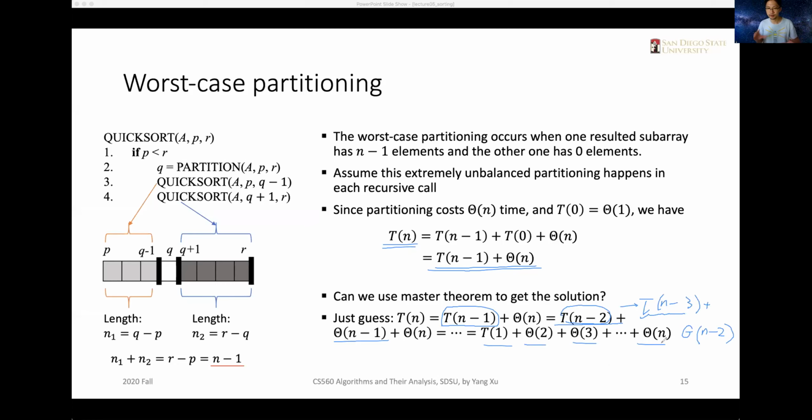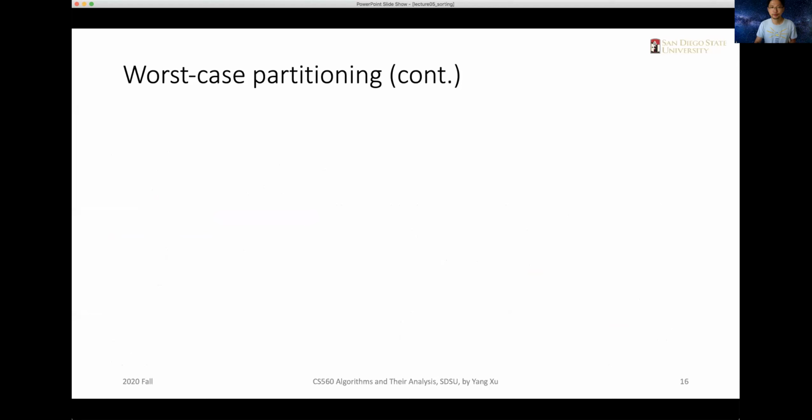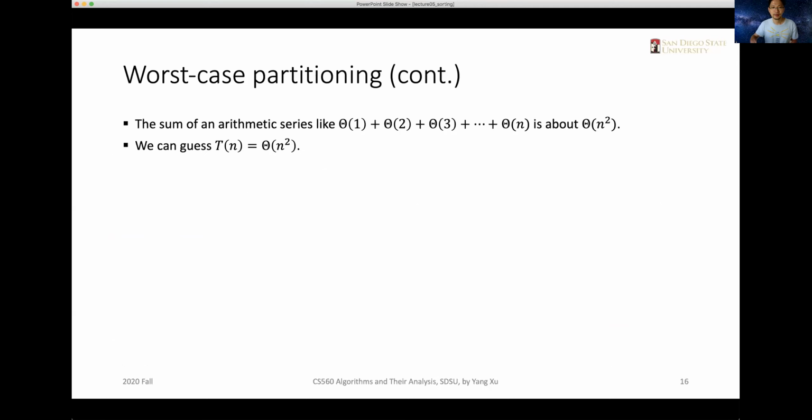That's quite similar to the arithmetic series that we are familiar with. Considering we are adding 1 plus 2 plus 3 up to n, the result can be described by a quadratic function, big theta of n squared. So we can attempt to guess the solution for the worst case quicksort running time. We can guess this could be a quadratic running time algorithm.